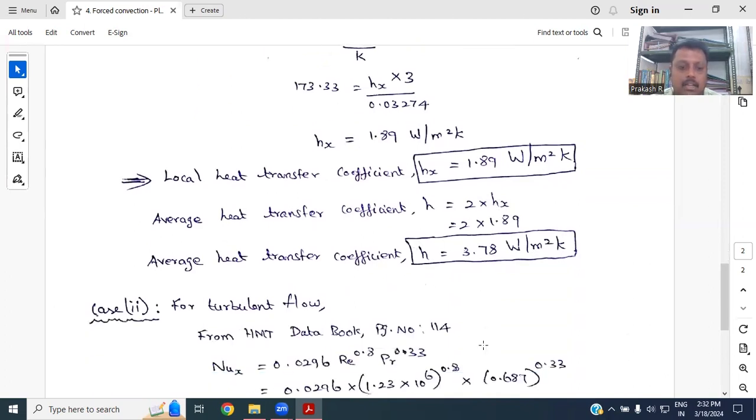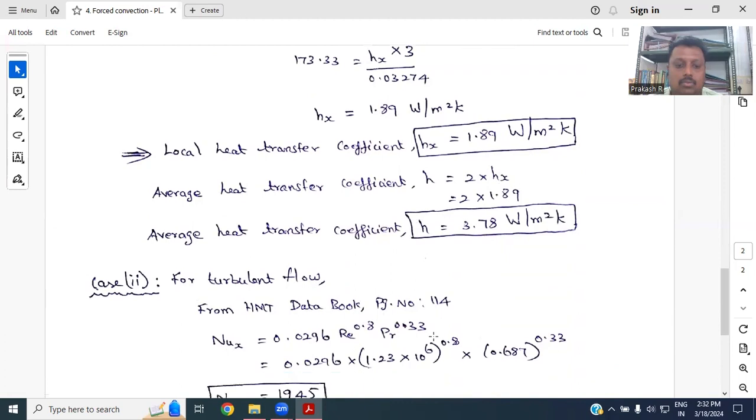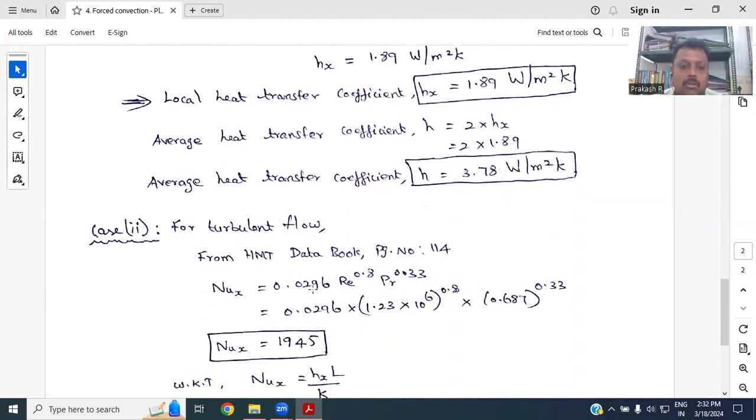This is case 1. Next, case 2, when the flow is turbulent. For turbulent flow, we need to take a new Nusselt number formula from the HMT data book, page 114. Therefore, Nu is equal to 0.0296, Reynolds number power 0.8, Prandtl number power 0.33. By substituting the Reynolds number value and the Prandtl number value, we find the new Nusselt number value is 1945.